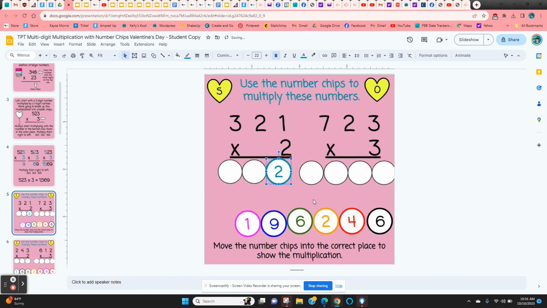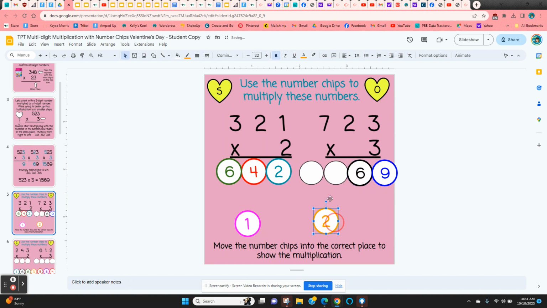So from right to left, 2 times 1, 2 times 2, and 2 times 3. So it starts out with some simple problems. It gets more difficult as they go. And then 3 times 3, 3 times 2, and 3 times 7 is 21. Now every single problem on the slides is connected to a letter that's in a yellow heart. So they want to match this letter with their answer. If they do that, then on the final slide, they'll be able to solve a Valentine's Day riddle.